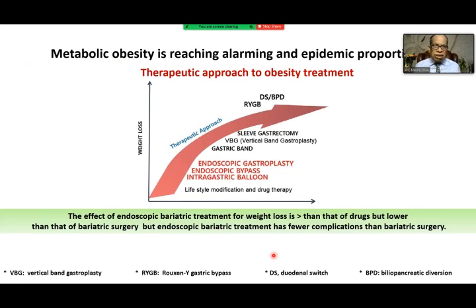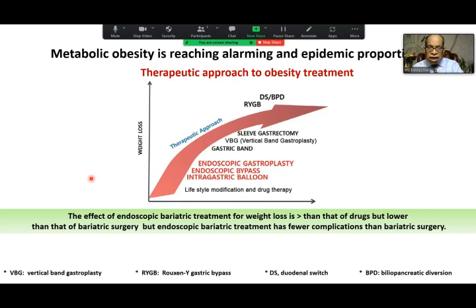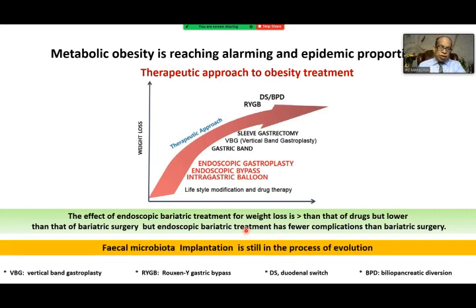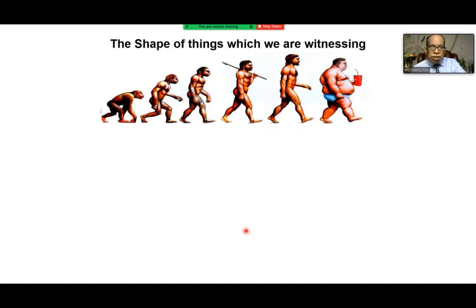So in summary, metabolic obesity is reaching alarming and epidemic proportions, and these are the therapeutic approaches which you can see on the slide. The effect of endoscopic bariatric treatment for weight loss is greater than that of drugs, but lower than that of bariatric surgery. But endoscopic bariatric procedures have fewer complications than bariatric surgery, and they are being increasingly preferred by the patients. Fecal microbiota implantation is still in the process of evolution.